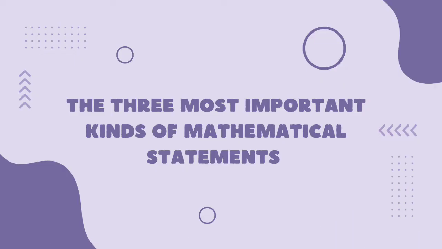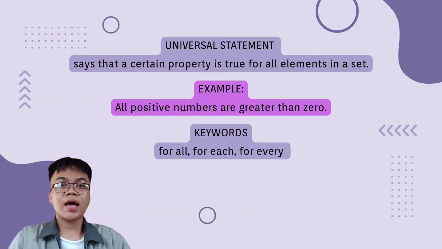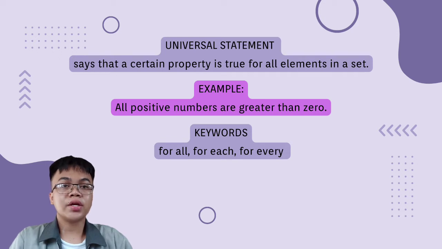These are the three most important kinds of mathematical statements: universal statement, conditional statement, and existential statement. A universal statement says that a certain property is true for all elements in a set. For example, all positive numbers are greater than 0. So this is true that all positive numbers are greater than 0. Ang statement na to ay kadalasan na gumagamit ng mga keywords katulad ng for all, for each, and for every. Pag nakakita kayo sa sentence ng mga keywords na ito, ibig sabihin ang statement na yon ay universal statement.